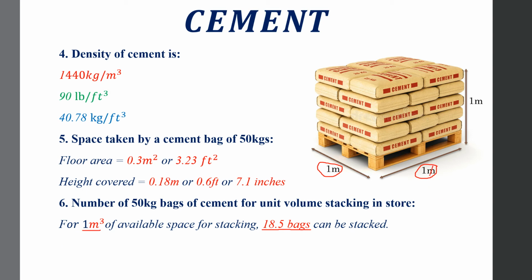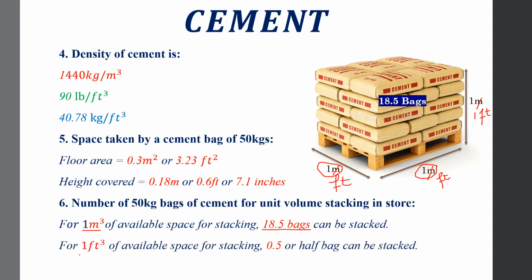If these dimensions are not meters but feet, 1 foot length, 1 foot width, and 1 foot high, it means that you have an available volume of 1 foot cube. Then what will happen? For 1 foot cube of available space for stacking, 0.5 or half a bag can be stacked. It means that if you have available space of 1 foot cube on your floor area, you will be able to stack half a bag of cement on this surface.